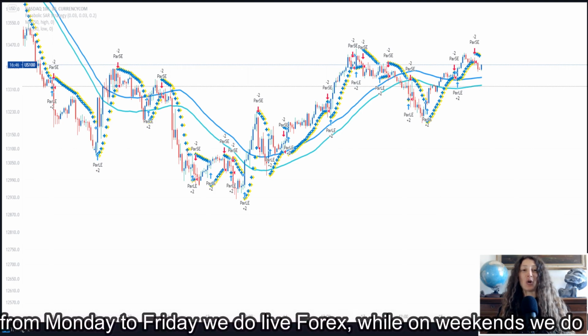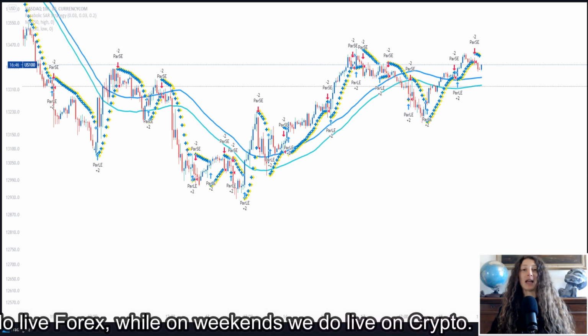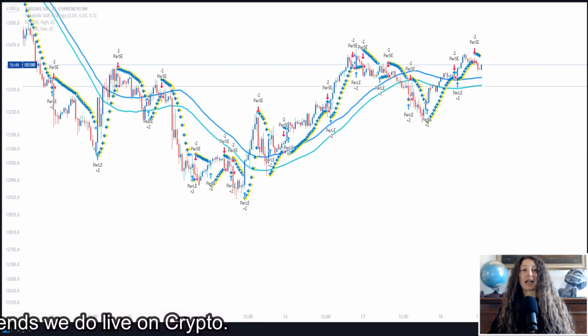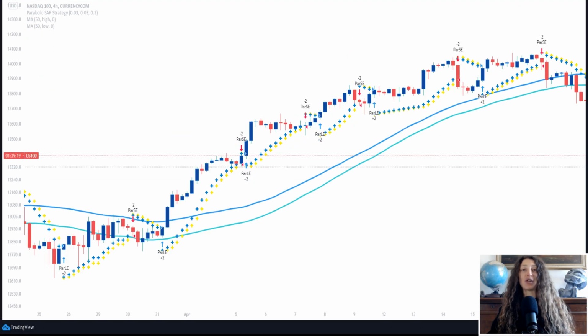Today, I will show you the Parabolic SAR with 50 SMA channel forex system. That is a pure trend following trading system based on the Parabolic SAR filtered in the direction by an average channel of 50 periods of high, low, simple moving averages. In the following image, I will show you the setup of the strategy.